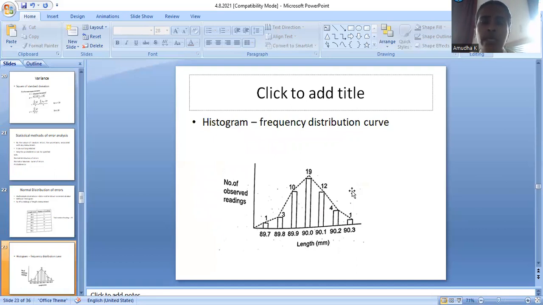From this histogram curve, we can observe that the reading 89.7 occurs only one time. 89.8 occurs 3 times. 89.9 occurs 10 times. 90 occurs 19 times. 90.1 occurs 12 times. So how many times a particular sample occurs is defined by the histogram.